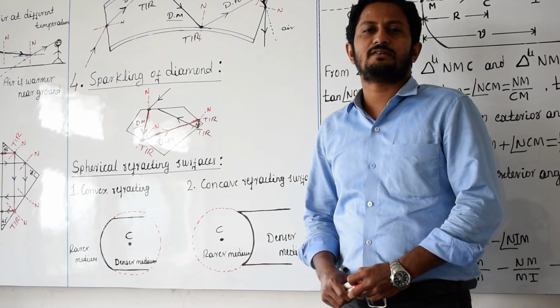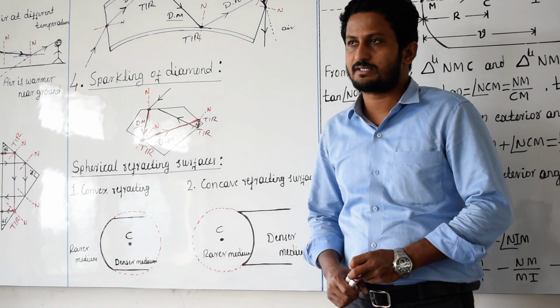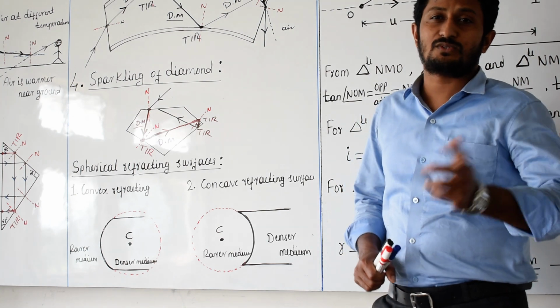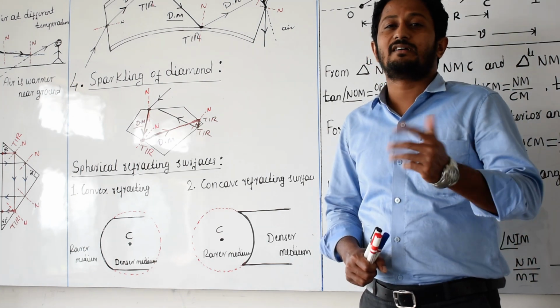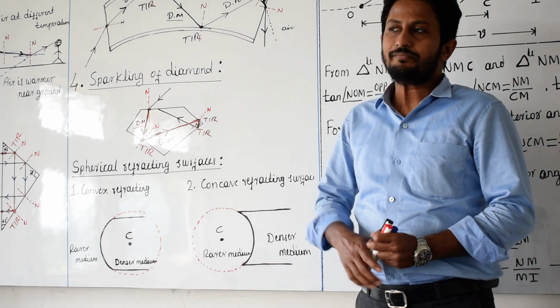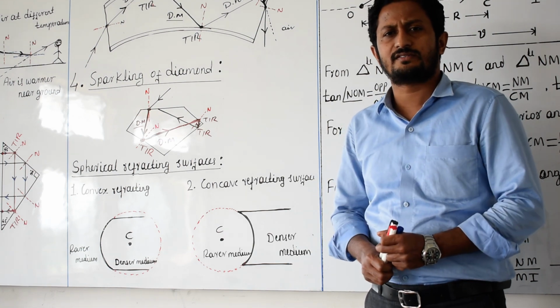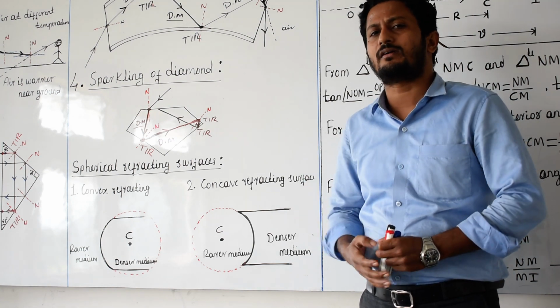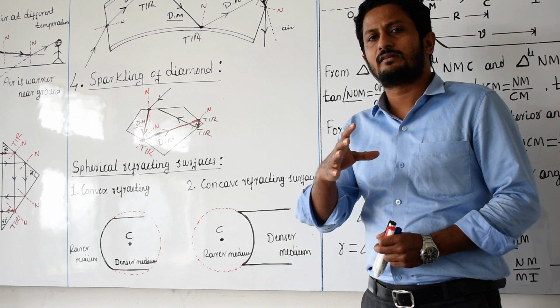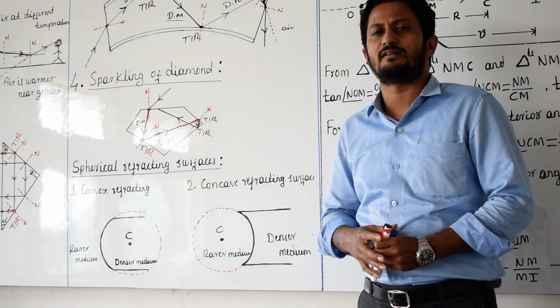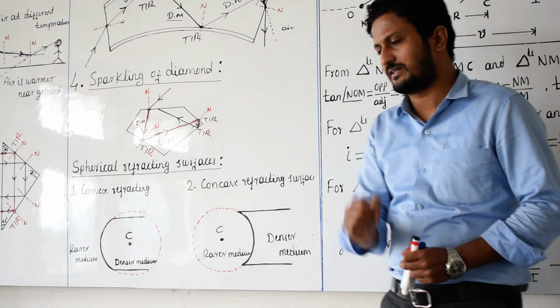Good morning students. We will continue the previous class. In that previous class I was telling you about the spherical refracting surface. A refracting surface which forms a part of a sphere of transparent material is called a spherical refracting surface.